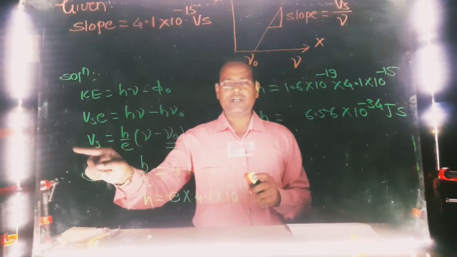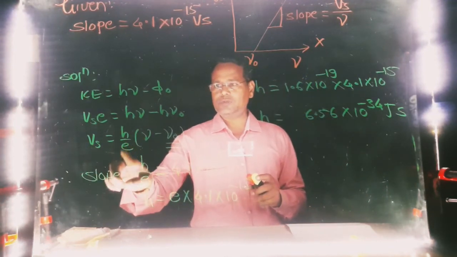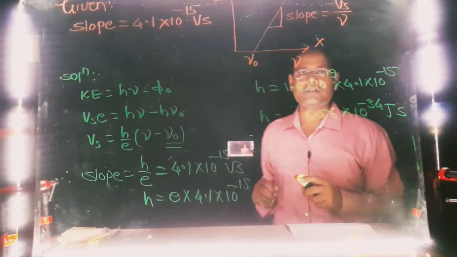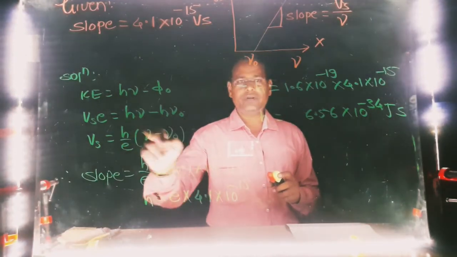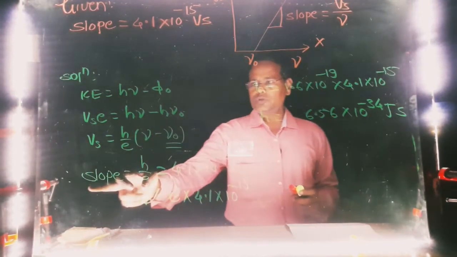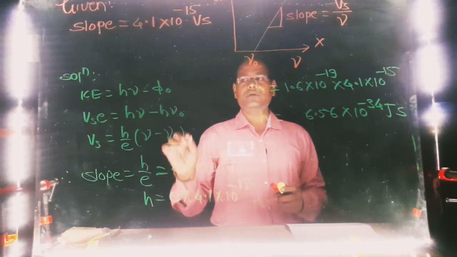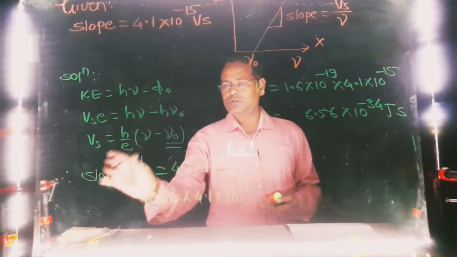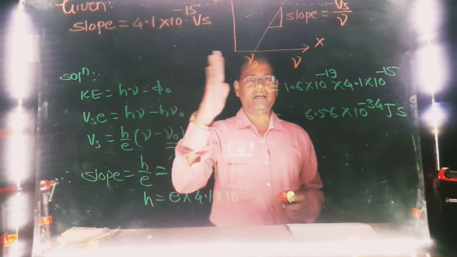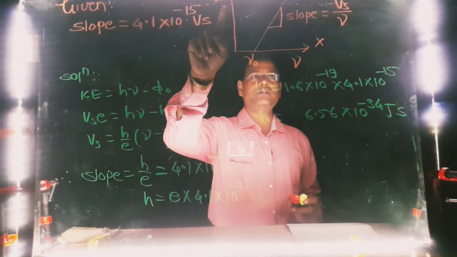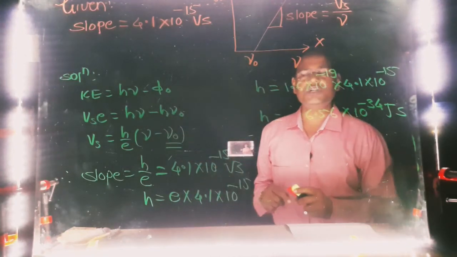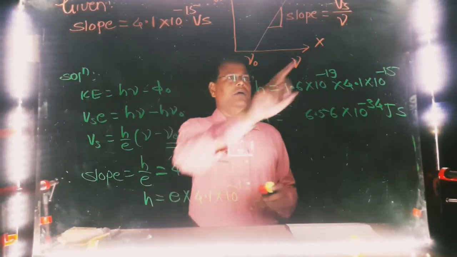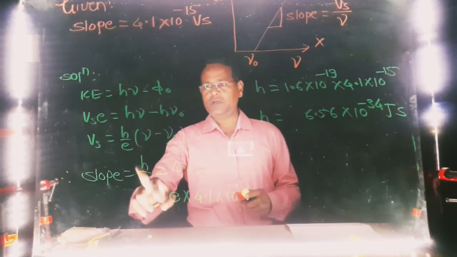Vs into E, instead of kinetic energy, h nu is energy, h nu 0 is work function. So h is constant, take it outside the bracket. Vs can be written as h by E into nu minus nu 0. It is clear that nu 0 is constant for given metal surface. So slope can be written as h by E. For the graph of stopping potential against frequency, the slope is y coordinate divided by x coordinate. So y coordinate is Vs divided by x coordinate is nu, frequency of incident radiation. So ratio of y coordinate by x coordinate is slope, and that slope is h by E.